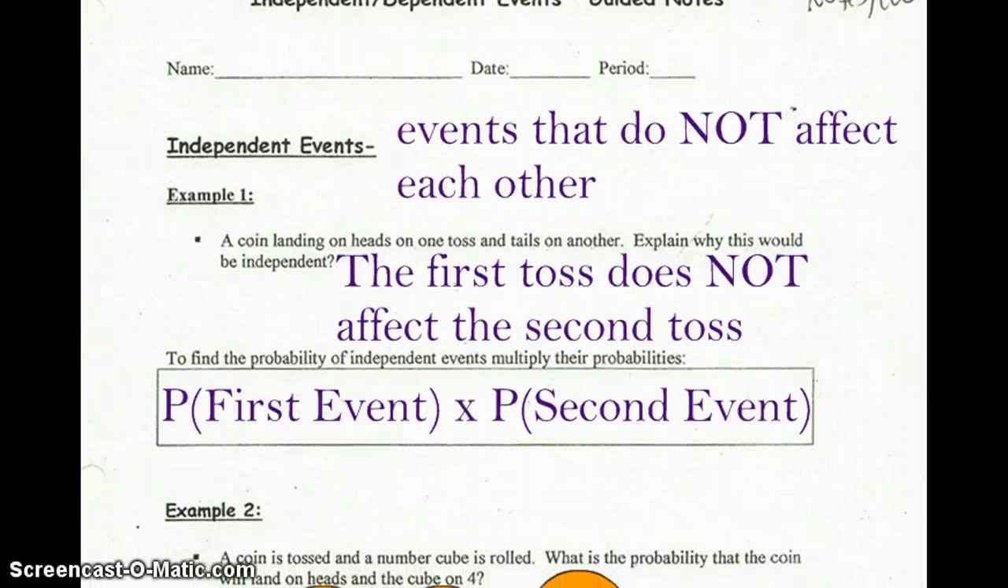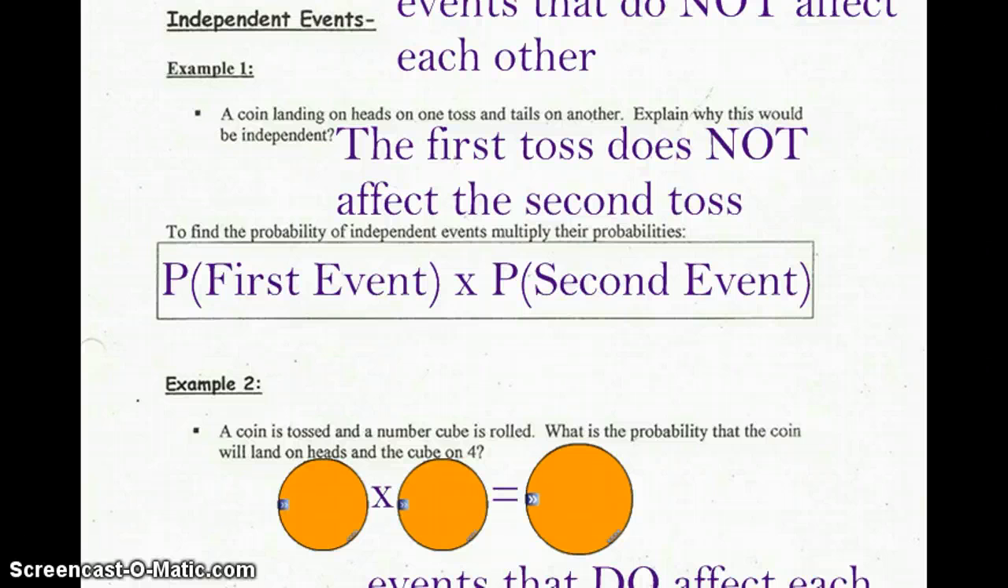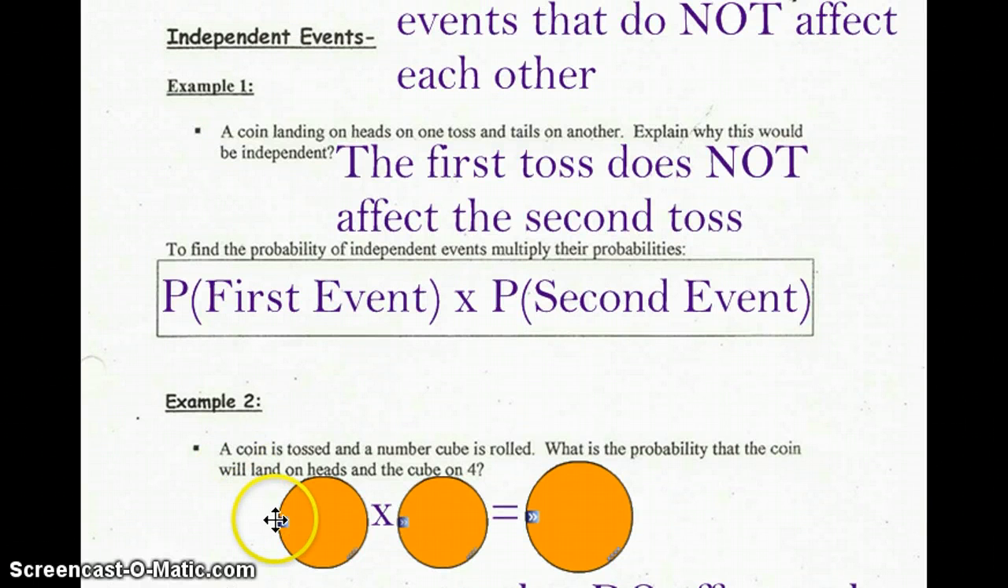As an example, we have a coin that is tossed and a number cube that is rolled. We're trying to find the probability that the coin will land on heads and the cube will land on 4. What you have to do is first figure out the probability of the coin landing on heads. That's 1/2. The probability of the cube landing on 4 is 1 out of 6. You're going to multiply those two probabilities. So for the numerator, 1 times 1, and the denominator 2 times 6, and you get 1 out of 12.